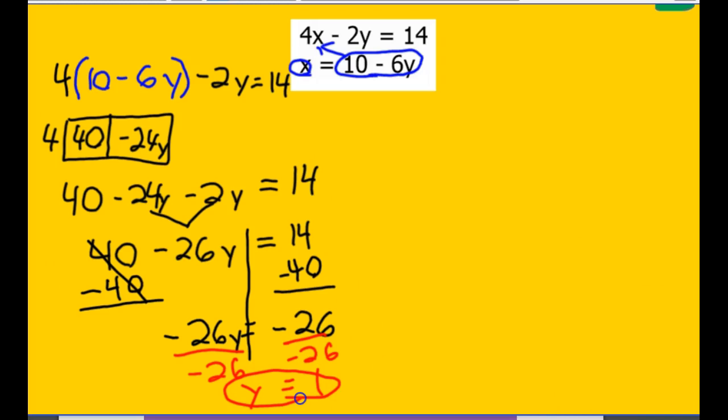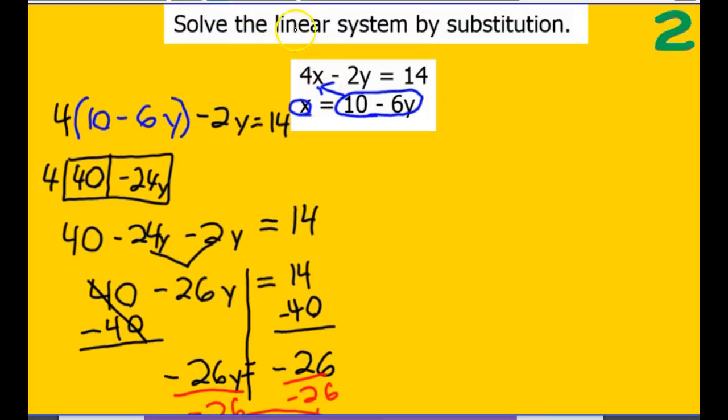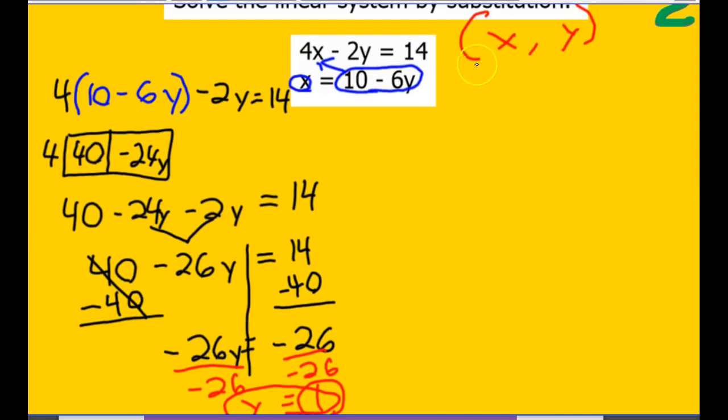But that's not the end of our problem. Whenever we have a linear system, our solution is always going to be given by a coordinate (x, y). So we already found that our y equals 1. Now we need to find our x. So we have a blank there, and we have a 1.